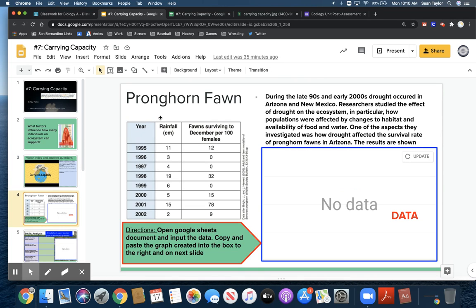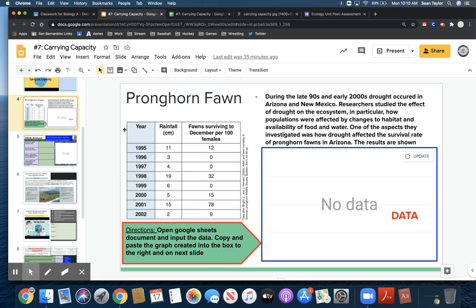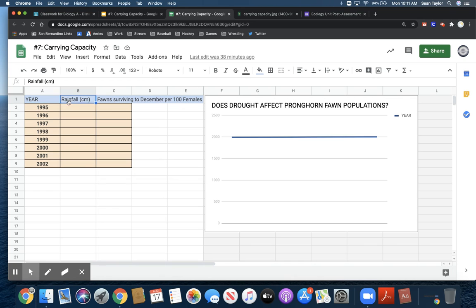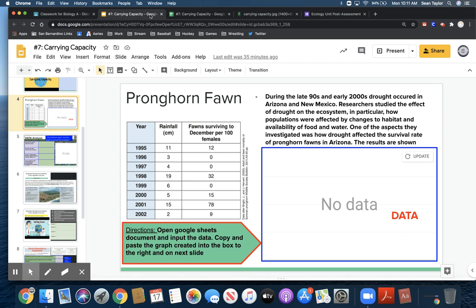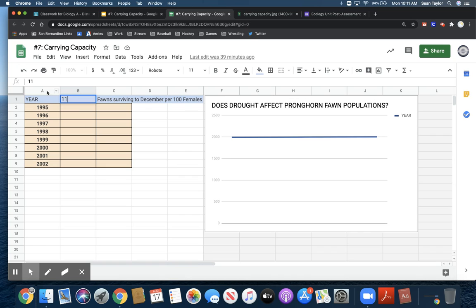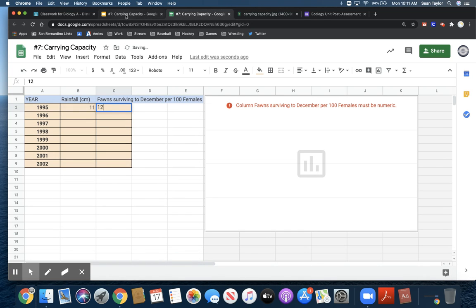Slide 4 is an experiment where you will be doing some graphing and interpreting that graph. So we have an experiment done where there was drought in New Mexico, and they were determining if rainfall had any impact on the number of fawns surviving. So you will input the data from the table I've provided you into the graph over here. For example, 1995, there was 11 centimeters of rain, 12 fawns survived.